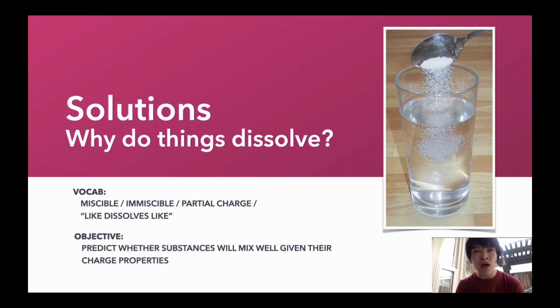In this video, we're going to think about what goes on when a substance dissolves. We'll be going over a few vocab words like miscible, immiscible, partial charge, and the phrase "like dissolves like." By the end of this video, we should be able to predict whether substances will mix given their charge properties.